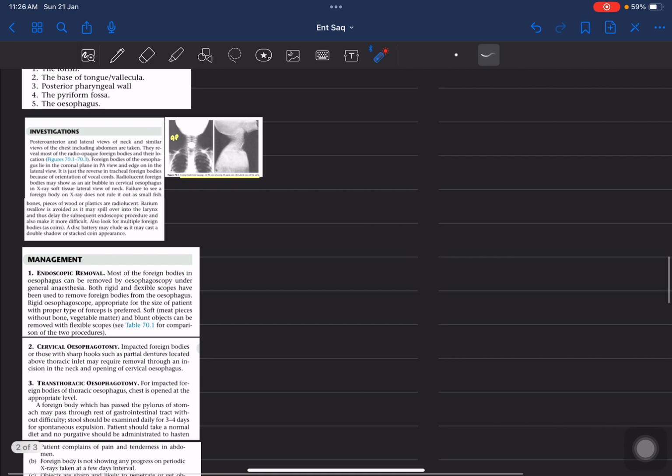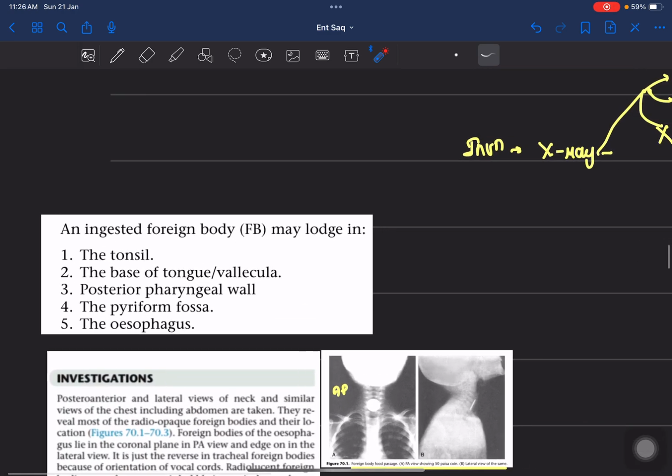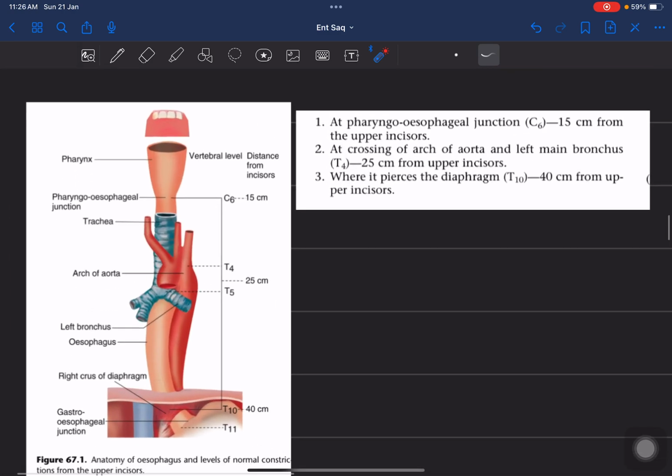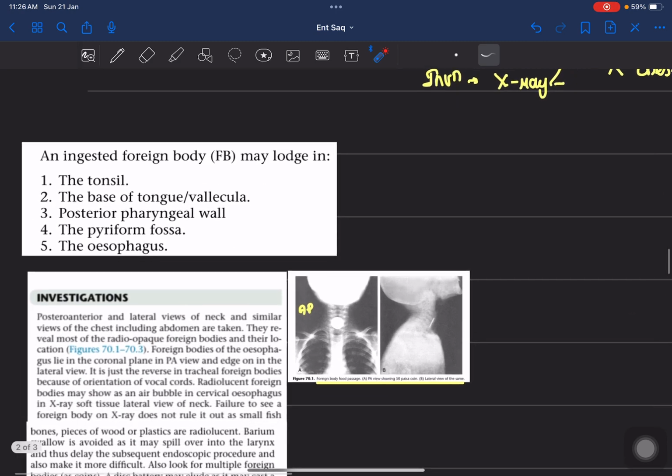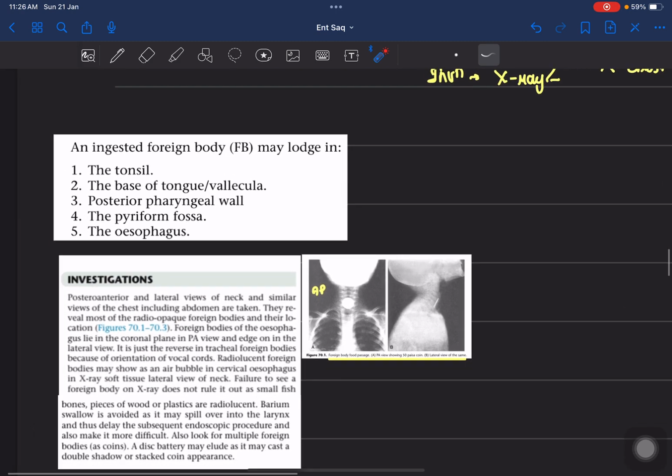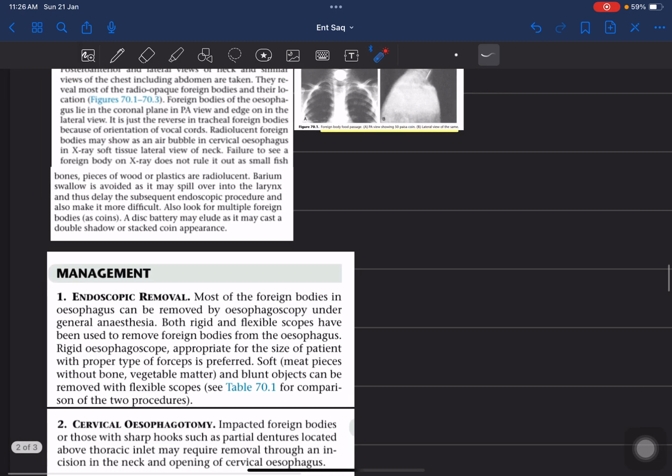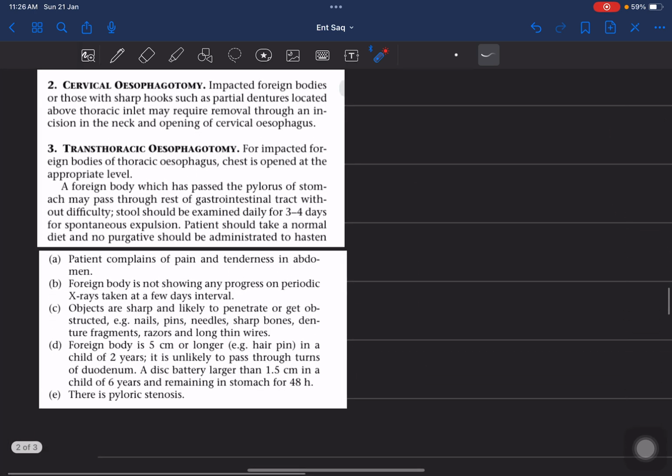So we are clear about two questions. One is what are the common constrictions of the esophagus, and another is what are the common foreign bodies in the esophagus, what are the investigations, and what is the management protocol in the case of a foreign body in the esophagus. And those are the two questions asked in the esophagus topic of the ENT exam.